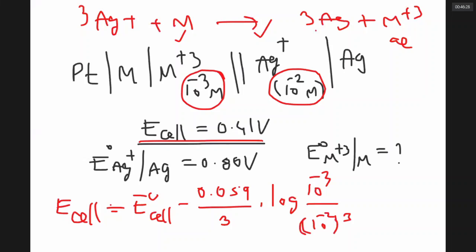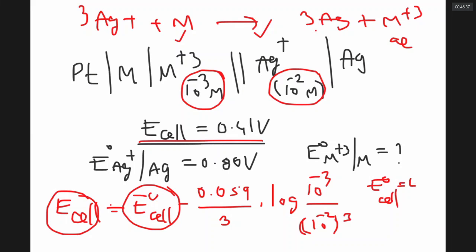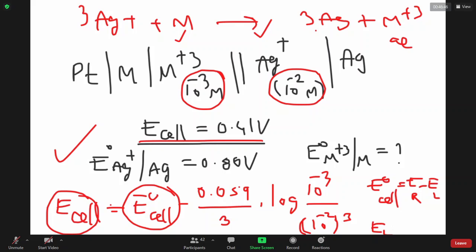Using this value of E cell, I can find E0 cell. From E0 cell, I know E0 cell is equal to E right, that is silver, whose value is known, minus E left. E left is found to be 0.32 volts. Now your comment.